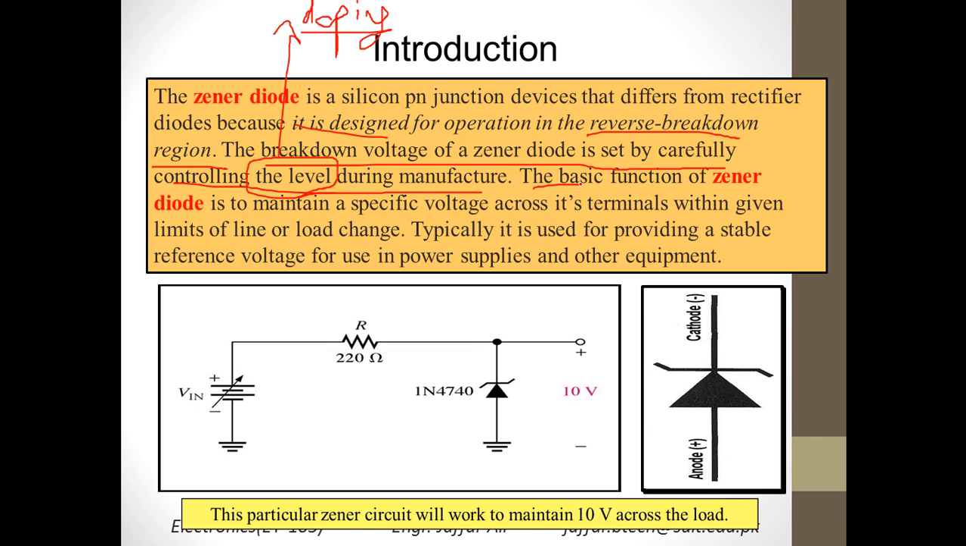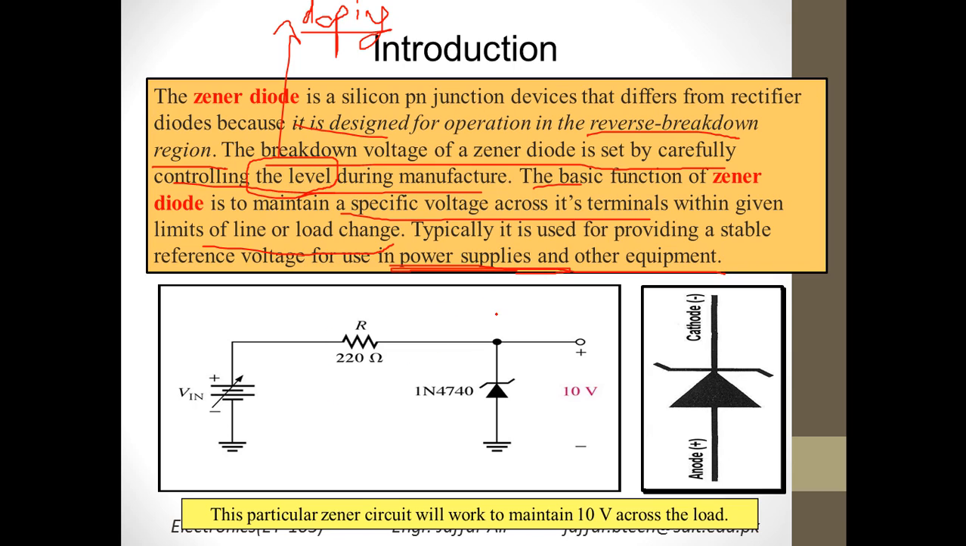The basic function of the Zener diode is to maintain a specific voltage across its terminals within the given limits of line or load change. We will look at the detail of what line and load change are in today's class, inshallah. Typically it is used to provide a stable reference voltage for use in power supplies and other equipment that is more sensitive. You know that a power supply is a very sensitive device, and in the previous class, in lecture 2 actually, I described the methodology of developing your own power supply with limited resources.